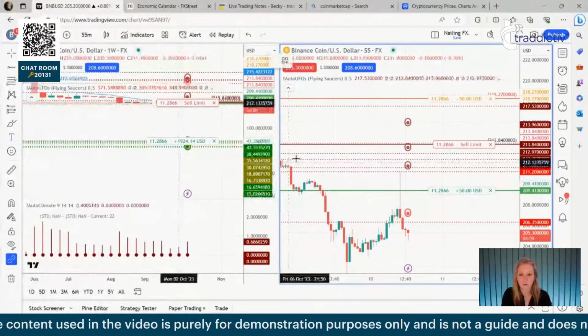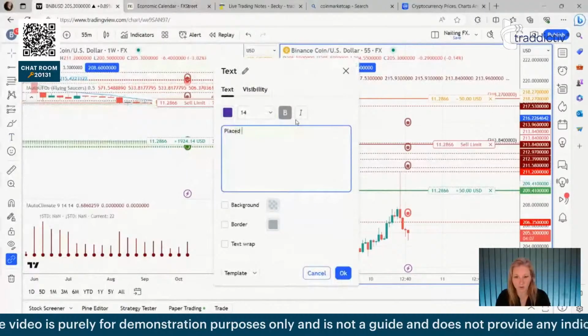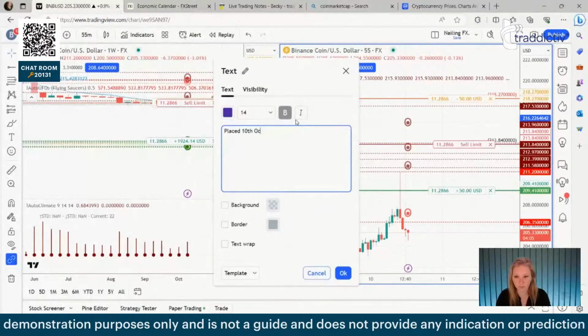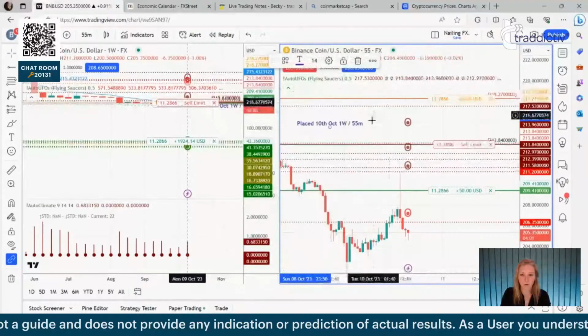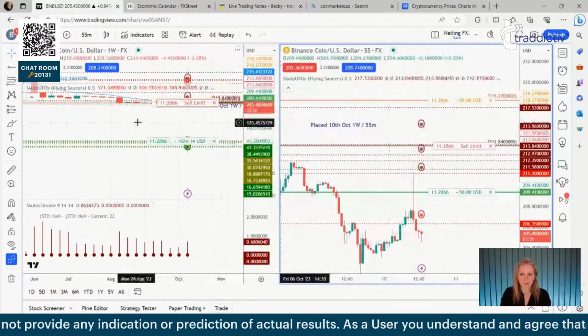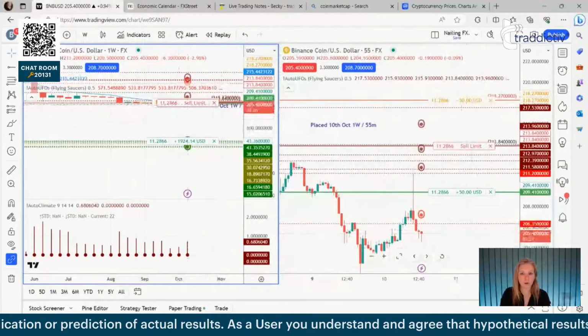Now we're going to put a little note. It's going to be really easy to follow next time. So placed on the 10th of October, 1 week, 55 minutes. Okay, so that's cryptos. Let's now move on to stocks.